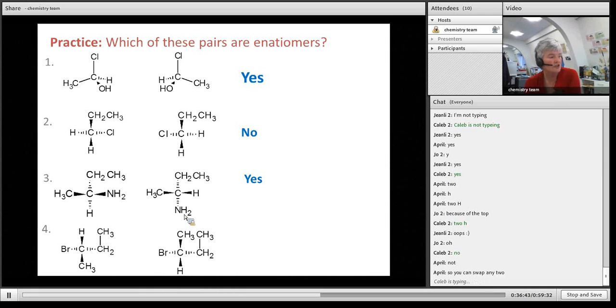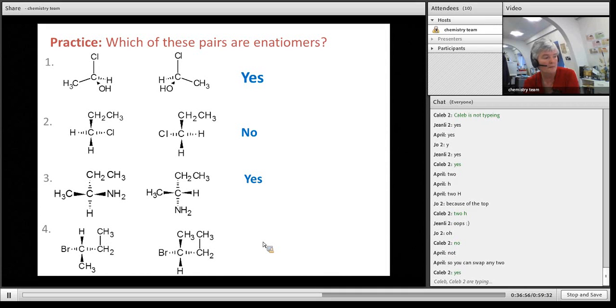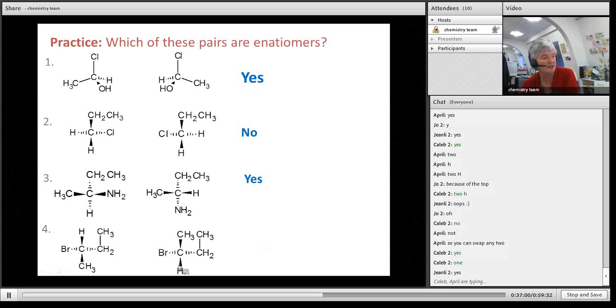Okay, and then the last one, are those enantiomers? So you look, does it have 4 different groups on it? And have I swapped one pair or 2 pairs? So we've swapped one. We've only swapped the methyl and the hydrogen. So those would be enantiomers.